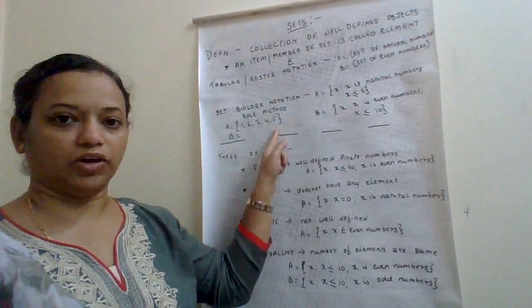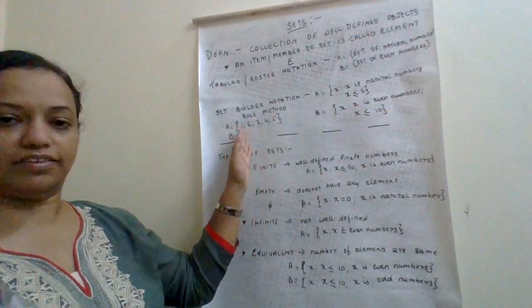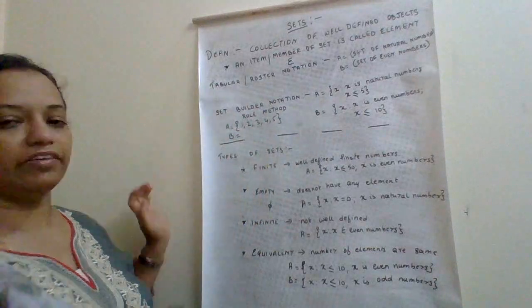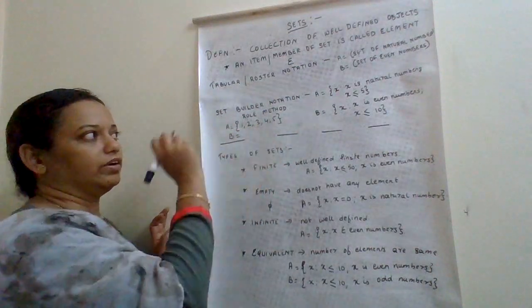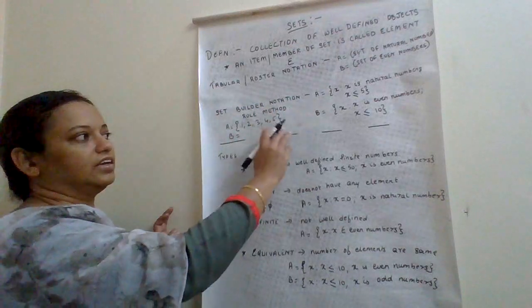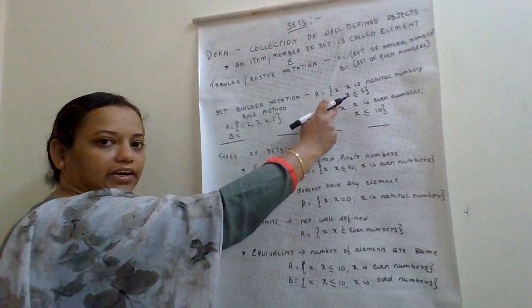If they have given the set A as 1, 2, 3, 4, 5 and asked you to represent it in set builder notation form, how do you represent it? You represent it by writing it like this.